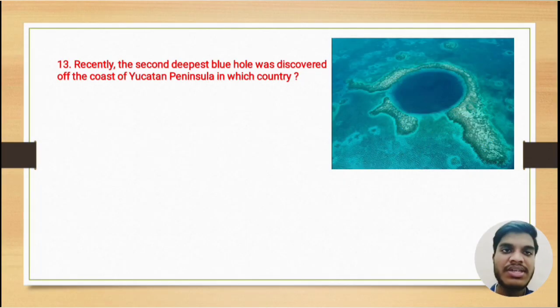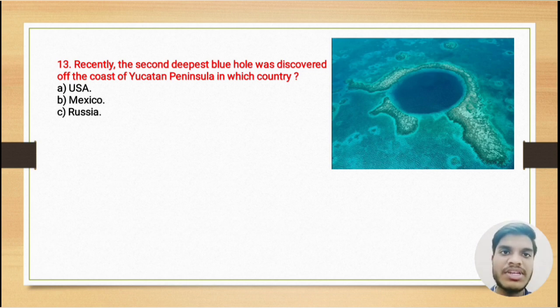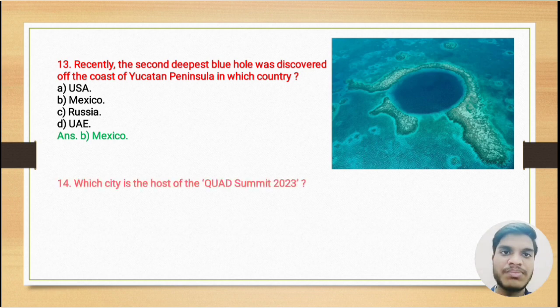13th one, recently the second deepest blue hole was discovered off the coast of Yucatan Peninsula in which country? Option A, USA. Option B, Mexico. Option C, Russia. Option D, UAE. And the answer is option B, Mexico.